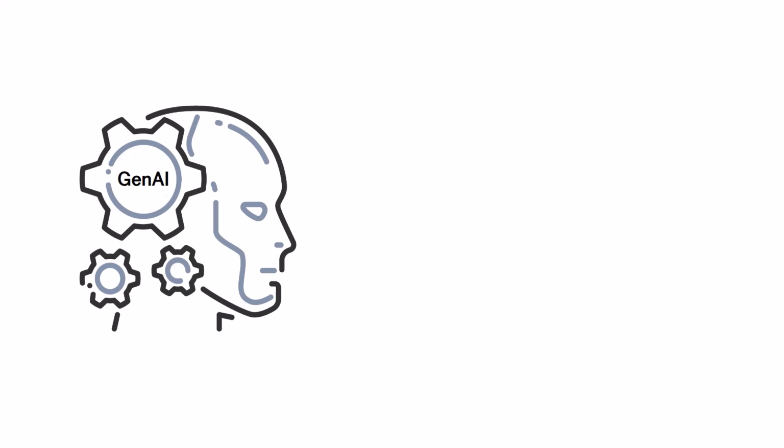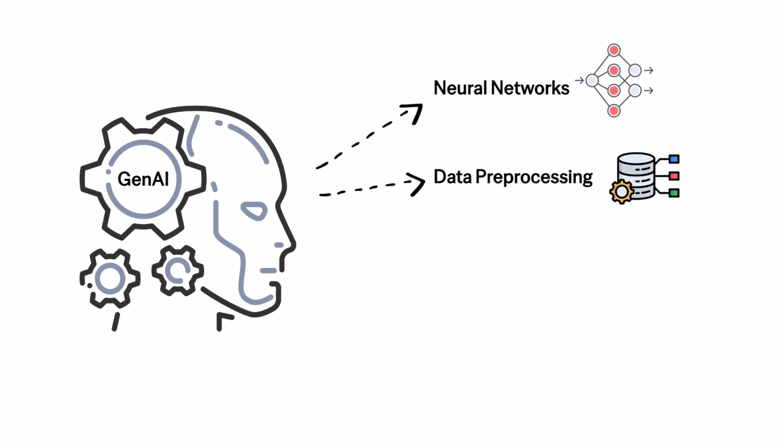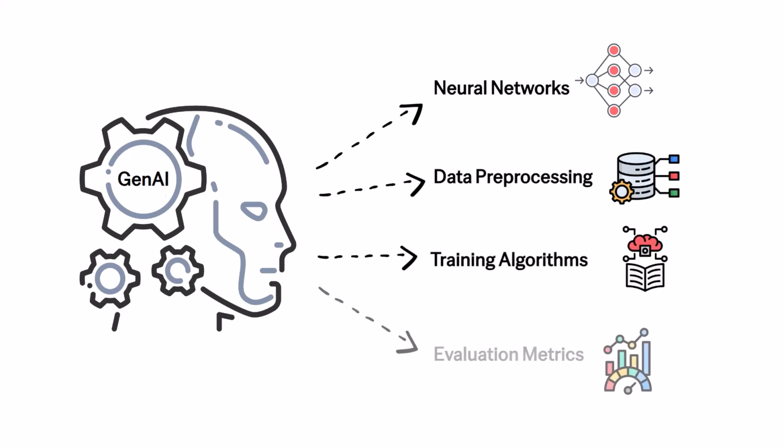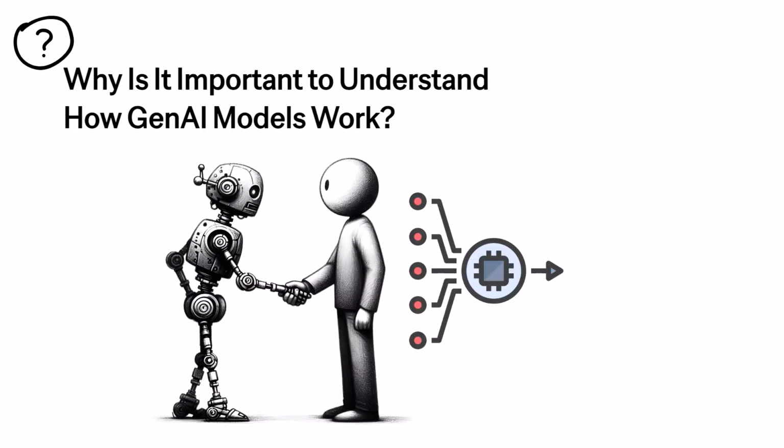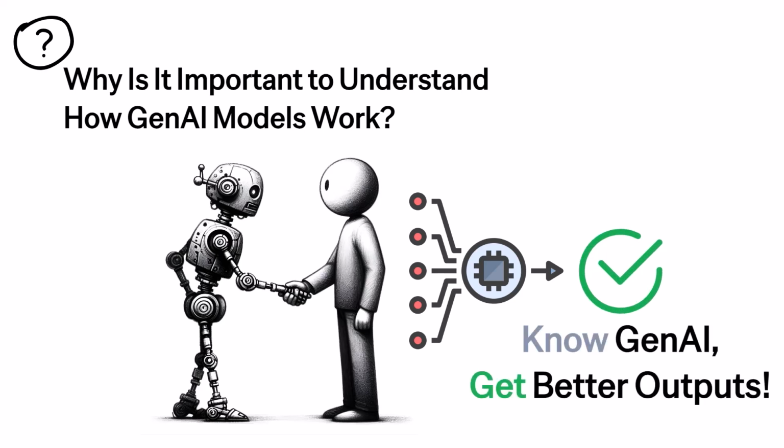As with any deep learning model, GenAI models rely on several key components, like neural networks, data preprocessing, training algorithms, and evaluation metrics, all of which contribute to the effectiveness of the model. Users of GenAI models can leverage their knowledge of the model's components to get more tailored, efficient outputs without needing to modify the underlying architecture or code.